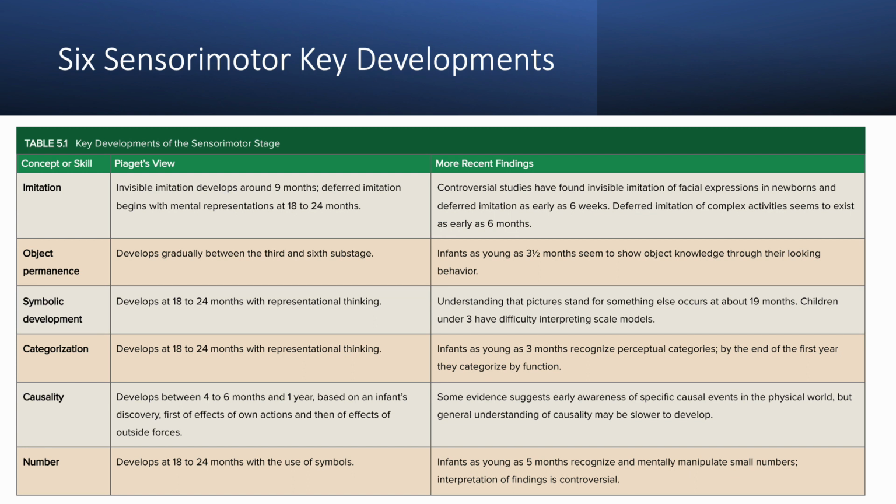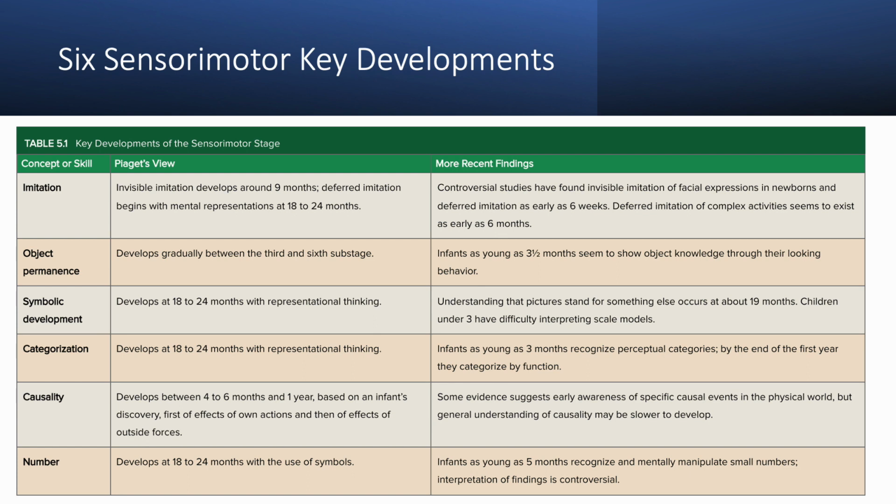Symbolic development occurs at 18 to 24 months with representational thinking. The understanding that pictures stand for something else occurs at about 19 months. Children under 3 have difficulty interpreting scale models. Categorization develops at 18 to 24 months with representational thinking. Infants as young as 3 months recognize perceptual categories. By the end of the first year, they categorize by function.